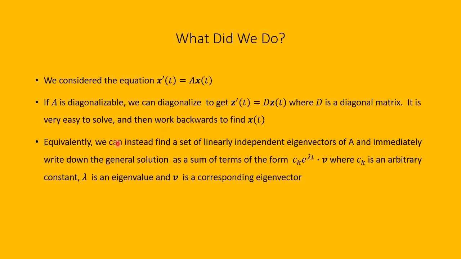Equivalently, we can instead find a set of linearly independent eigenvectors of A and immediately write down the general solution as a sum of terms of the form some arbitrary constant c sub k e to the lambda t times v, where c sub k is an arbitrary constant, lambda is an eigenvalue, and v is an eigenvector corresponding to that eigenvalue. I hope that you enjoyed this lesson and learned quite a bit, and please join me for the next one.